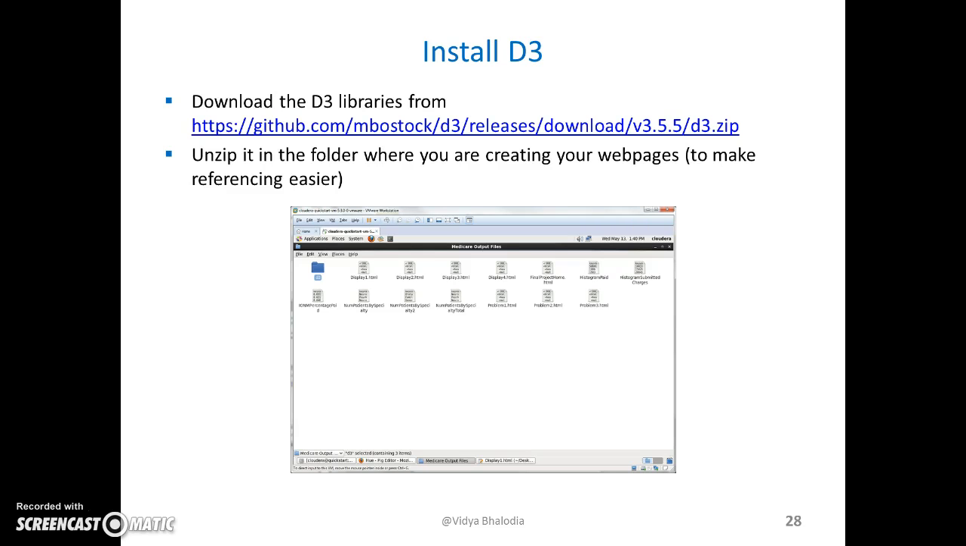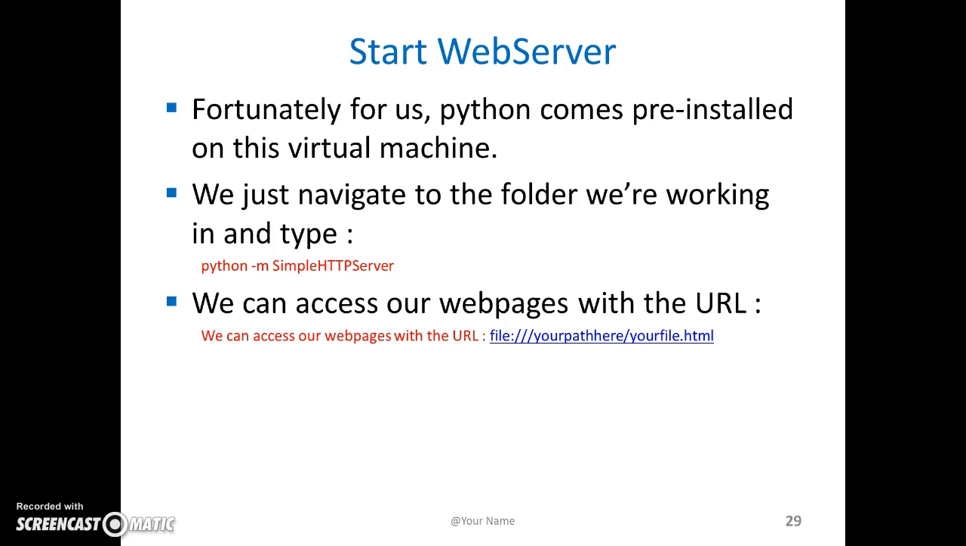How do we install D3? This is the only installation after we downloaded Cloudera's VM. We download the D3 libraries from the link above and unzip it into the folder where we're creating our web pages. It just makes referencing it in the HTML much easier. Once we've done that, we start a web server.